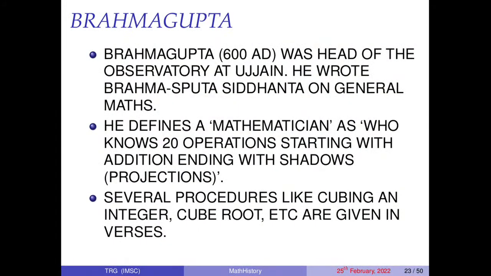The next person I'm going to talk about is Brahmagupta. He lived about 100 years later. He was the head of the observatory at Ujjain. He wrote Brahmasphutasiddhanta on general maths. He defines a mathematician as one who knows 20 operations. Out of these, the most important is projections. People should know that when something is projected, something else is to be measured. And several procedures like cubing, cube root, etc. are given in verses.